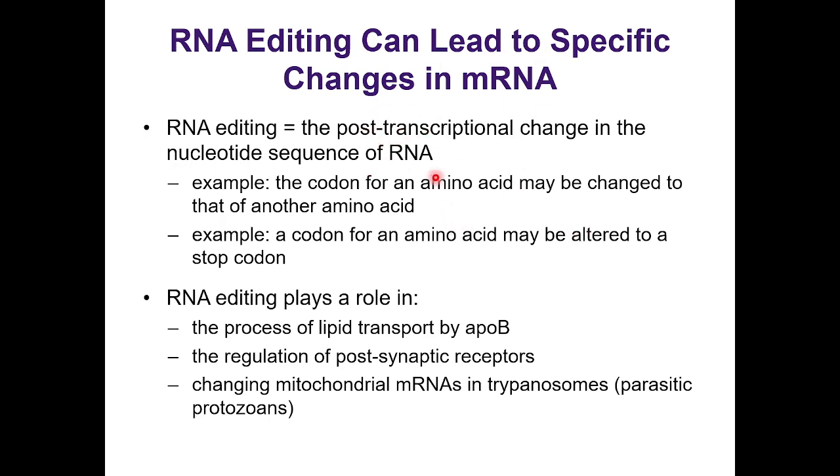All right, so the RNA editing, this can lead to specific changes in your mRNA. RNA editing, again, is going to be the post-transcriptional change in the nucleotide sequence of the RNA. Some of the examples will be the codon for an amino acid may be changed to that of another amino acid. A codon for an amino acid may be altered to a stop codon. RNA editing is going to play a role in these processes: lipid transport by ApoB, the regulation of the postsynaptic receptors, and changing mitochondrial mRNAs in trypanosomes. These are actually parasitic protozoans.